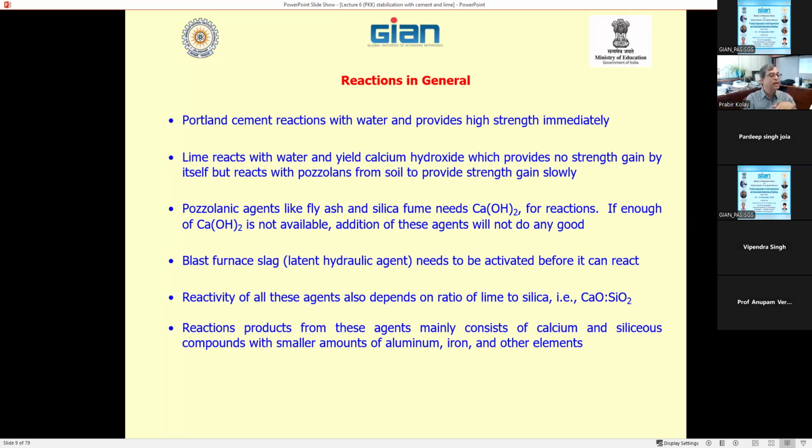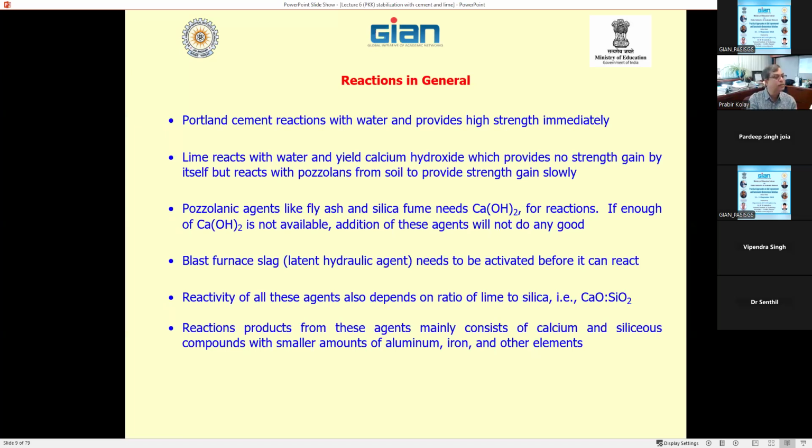So again, the blast furnace slags need to activate before they can react. So again, these are the different ones. So we need to check the chemical composition first. You need to check the chemical composition of the soil, and then you need to understand what reaction it is going to take, and then you can use that type of stabilizer.